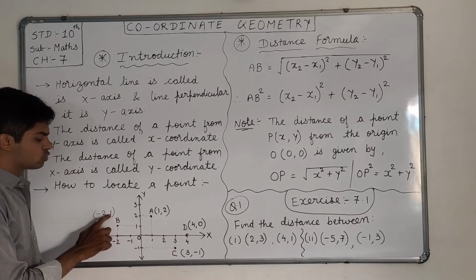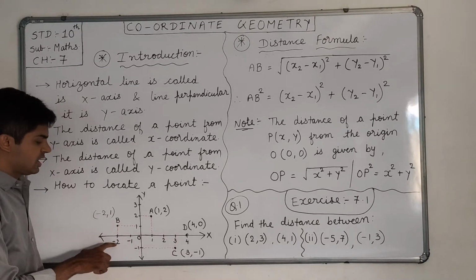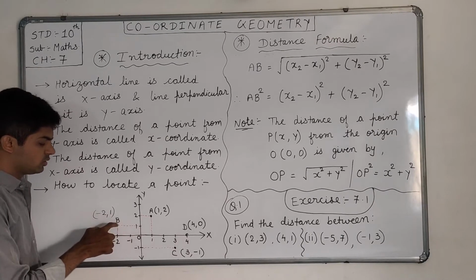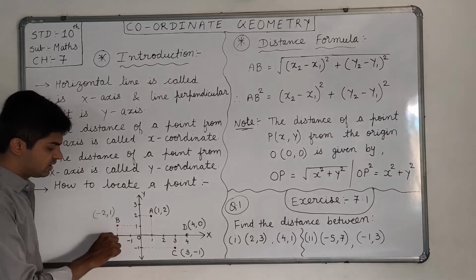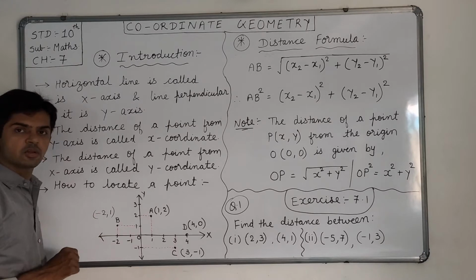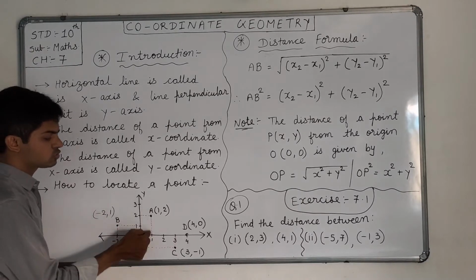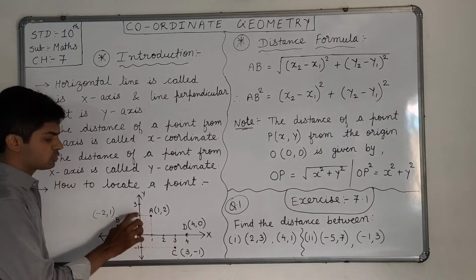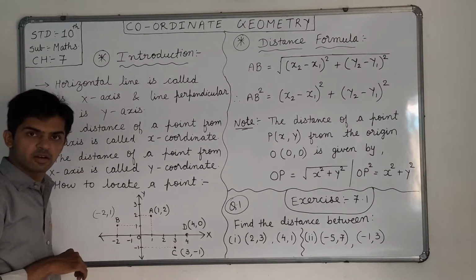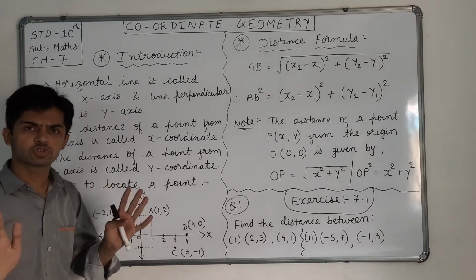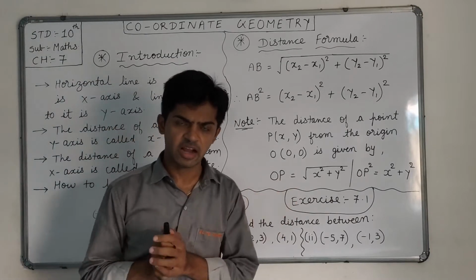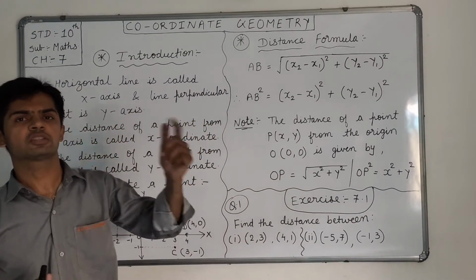How to locate (-2, 1)? -2 belongs to the x-axis and 1 belongs to the y-axis. So if you make a graph like this, then the point will come here. Okay, again in 9th standard we had studied that you are not supposed to draw this line. You have to just mark the point in 9th standard, right? Right now here we are not supposed to plot any point on the graph paper, right? We have to do the sums based on these points.